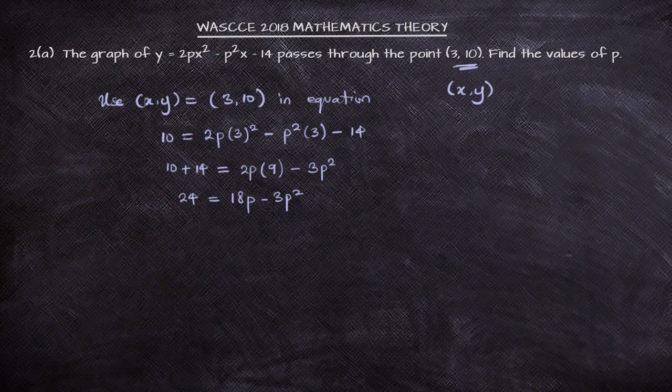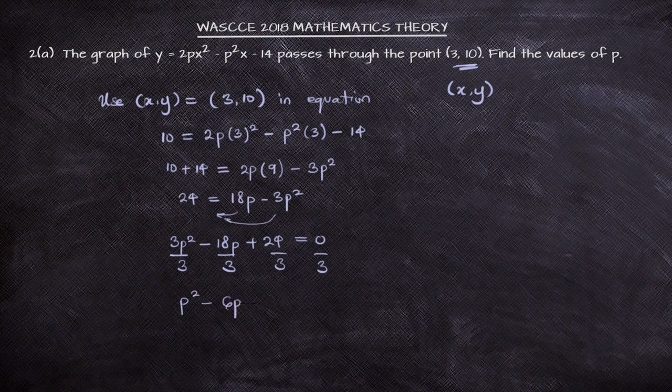Now if you want to put everything on the same side, we want to take everything to the left hand side, we will have 3p squared minus 18p. The sign changes when they cross the equal to. So now we can see that all can be divided by 3, because 3 is a common factor.